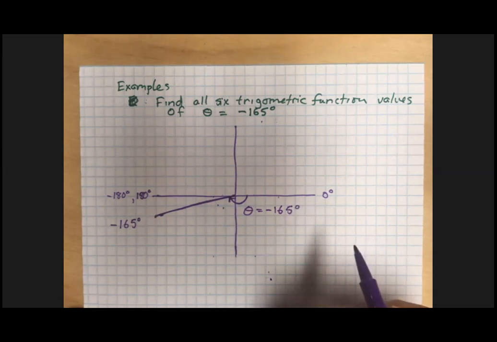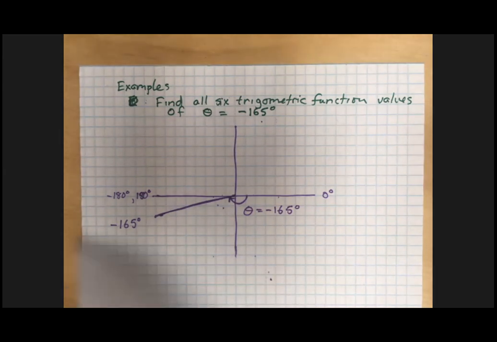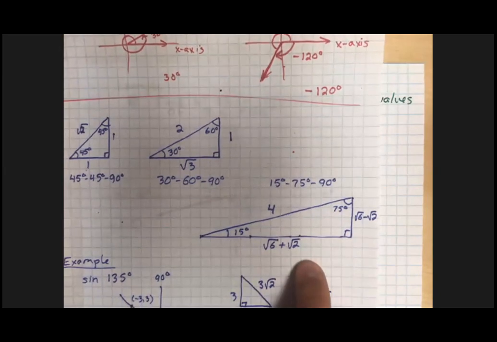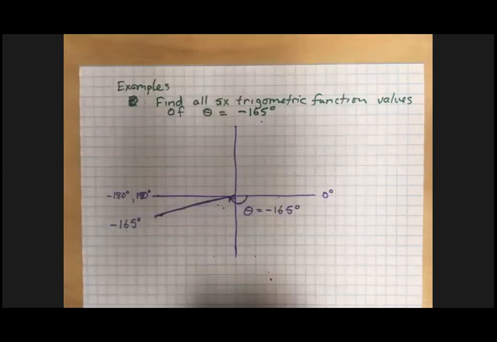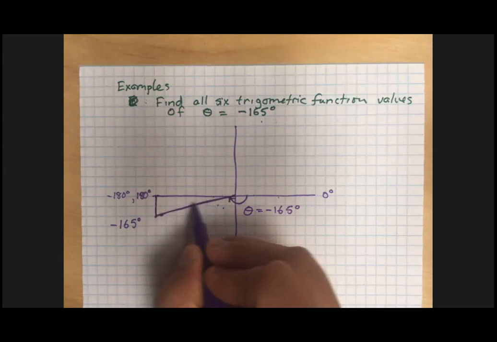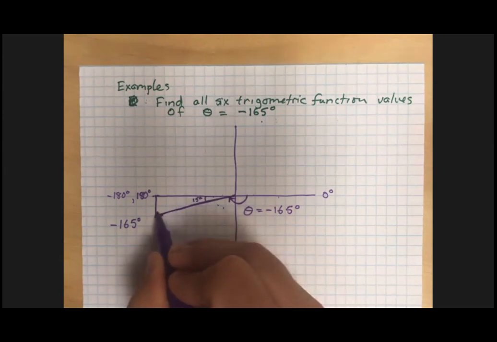Now let's do all 6 trig functions. And you say, I can't do that. You didn't tell me what the x, y and r are. Oh, but we do. We know the ratio of this famous triangle. That if I lay down a 45, 45, 90, I know that ratio, but this is a 15, 75, 90.